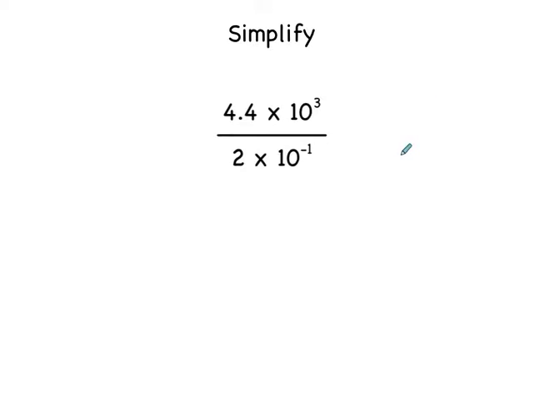Now, the next thing I want to do is simplify this. You'll notice that both of these are written in scientific notation, but what's kind of nice about it is it's a product, so I can simplify it just as I simplify any kind of expression with exponents in it. So I'm going to take the 4.4 and divide by the 2, and that gives me 2.2. Then I have 10 to the 3rd over 10 to the negative 1. My exponent is bigger in my numerator than it is in my denominator, so the 10 is going to stay in my numerator, and it's 3 minus negative 1, which is 4. And that is the answer.